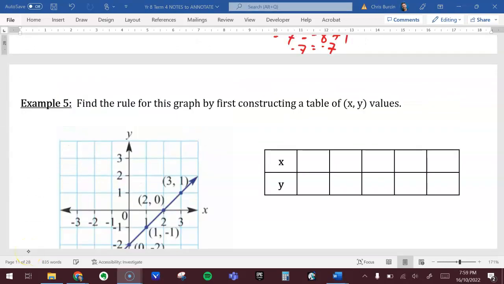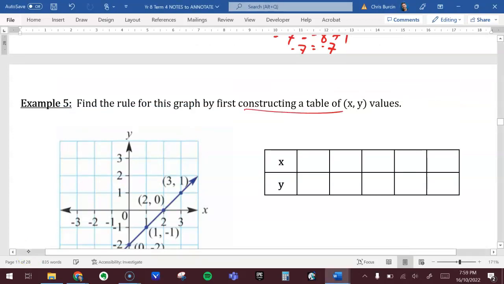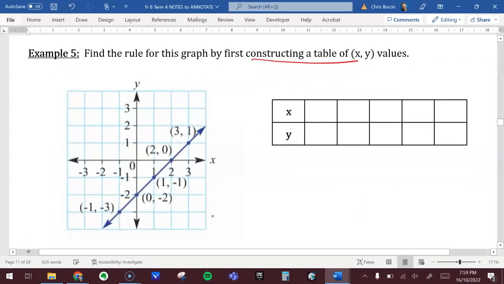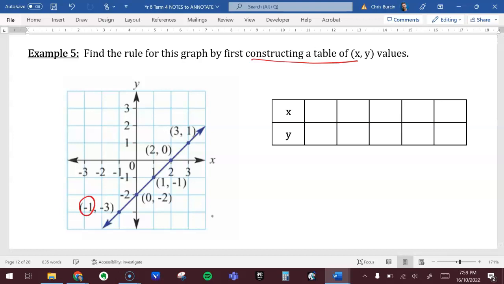So when we're presented with a graph, we can just put that onto a table, construct a table, from the xy values that we see, remembering always that x comes first and y comes second. So let's make a table of what we got. We have x is negative 1, and where that happens, y is negative 3. We have the next point where x is 0 and y is negative 2. Our next point, x is 1 and y is negative 1. Our next point, x is 2 and y is 0. And our final point, x is 3 and y is 1.